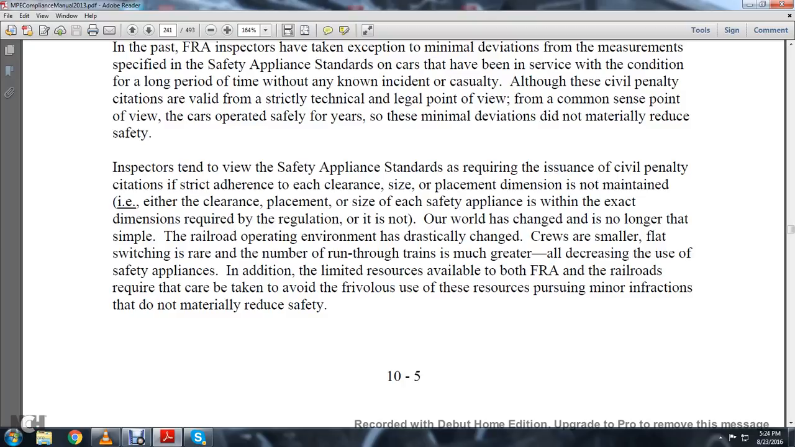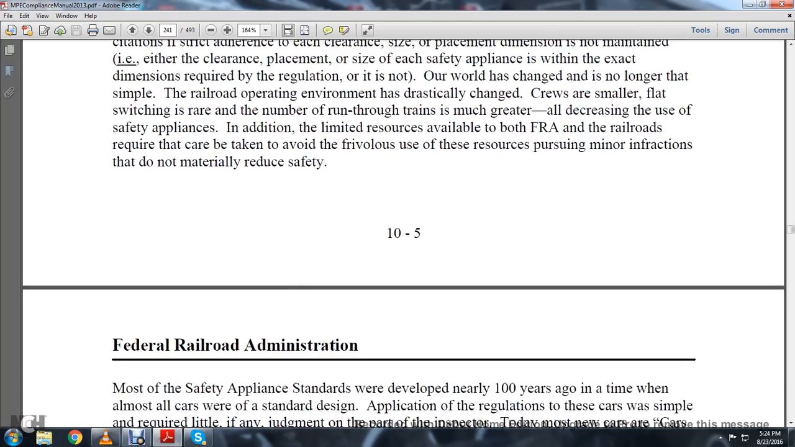The railroad operating environment has drastically changed. Crews are smaller, there is less switching, and the number of run-through trains is greater. All of this decreases the use of safety appliances. In addition, with limited resources at the FRA and railroads, care must be taken to avoid using resources on pursuing minor infractions that do not materially reduce safety.